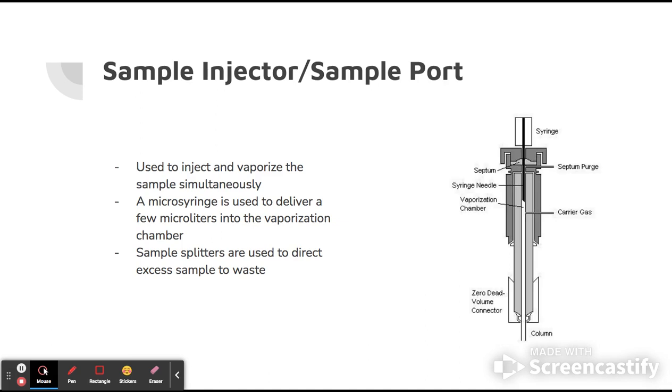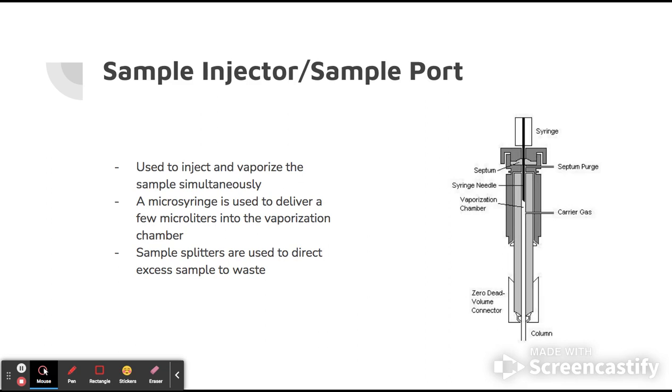A sample port is necessary for introducing the sample at the head of the column. A calibrated microsyringe is used to deliver a sample volume in the range of a few microliters through a rubber septum into a vaporization chamber. Most separations require only a small fraction of the initial sample volume, and the sample splitter is used to direct excess sample to waste.